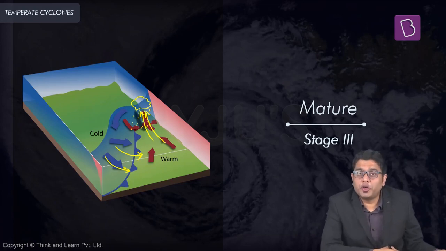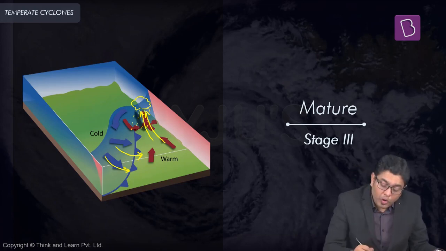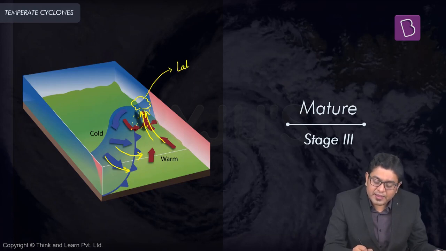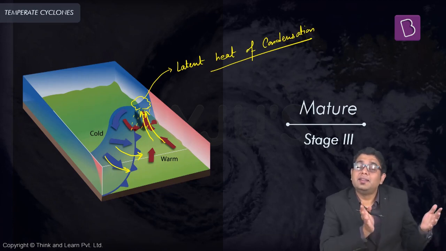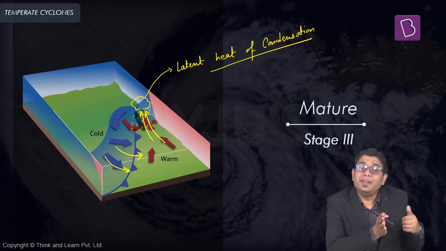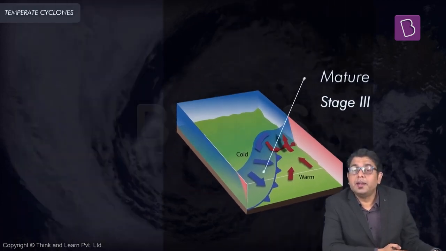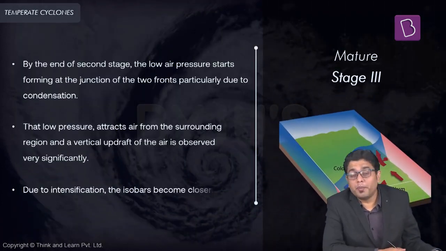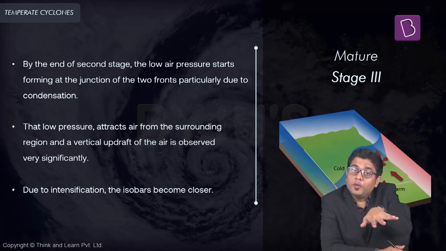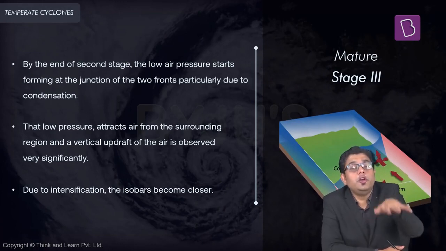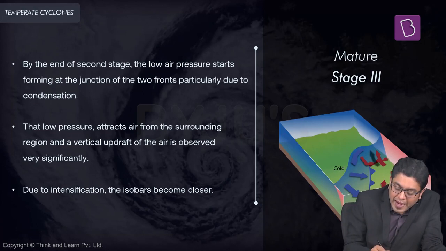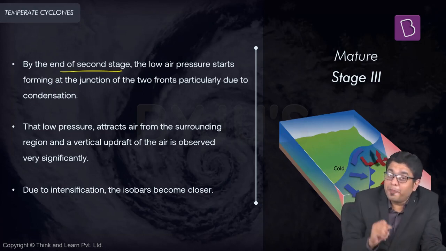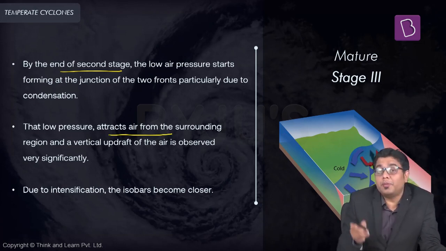Every time there's a formation of a cloud in that region, it will always end up releasing latent heat of condensation, right? Now, here you have to understand that, as you can see, the cold air is closing in and intruding in the region of warmer air. Cold air continues its movement and continues to intrude in the area of warmer air. That is why by the end of the second stage, the low pressure which was formed starts intensifying, and this attracts air from the surrounding region.